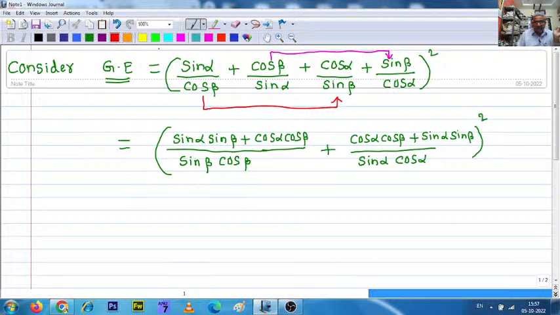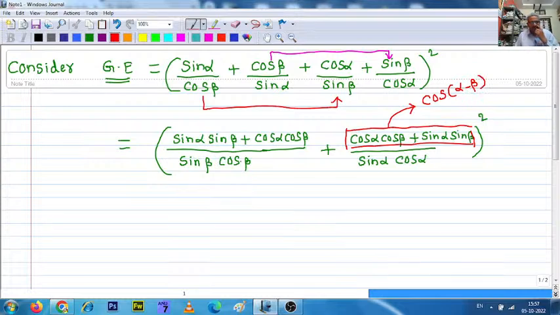What is the value of cos alpha cos beta plus sin alpha sin beta? So this is nothing but, my dear students, cos of alpha minus beta. Am I correct now? In a similar pattern, sin alpha sin beta plus cos alpha cos beta also is obviously cos of alpha minus beta. Now the cos of alpha minus beta.